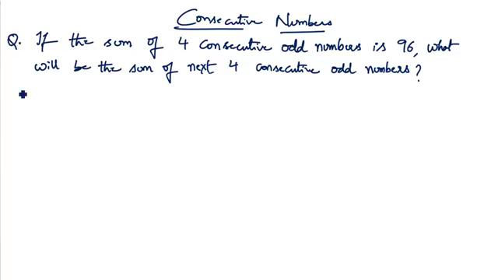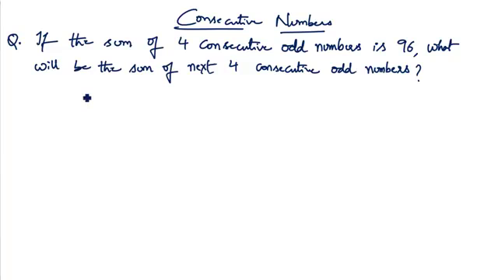This is the question, right? The sum of 4 consecutive odd numbers is 96. What will be the sum of the next 4 consecutive odd numbers? Okay, we have already got some answers here. I think Saikat Mitra has got 128, and I'm sure others are trying it out. So basically, how does this work?